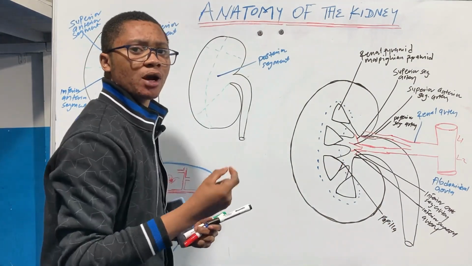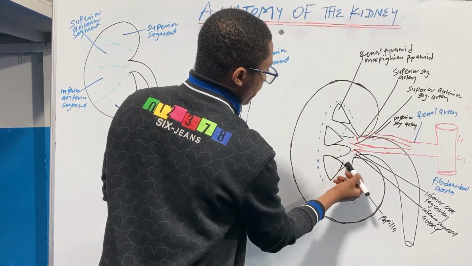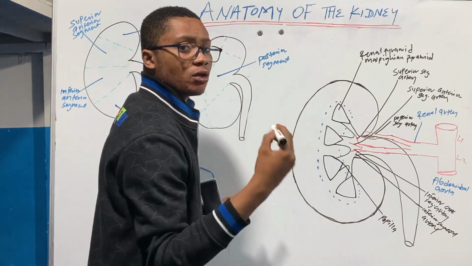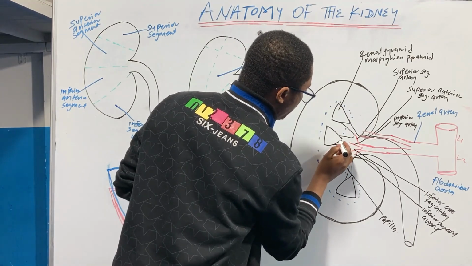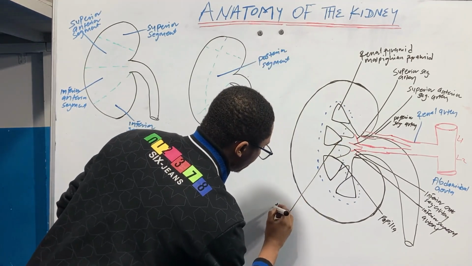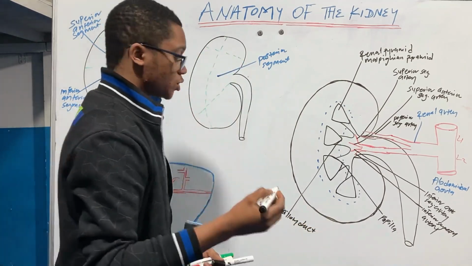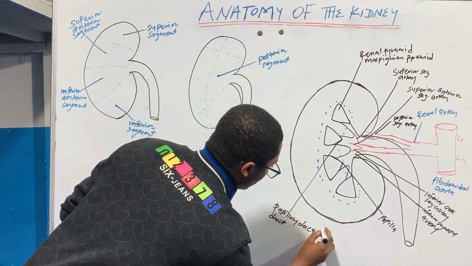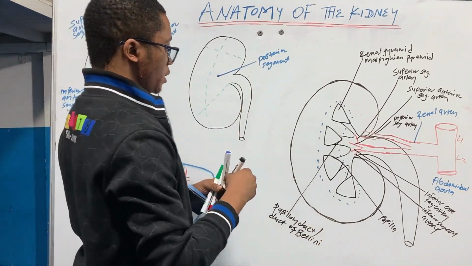The papilla of the renal pyramid has an opening which opens into the minor calyx. So here is the minor calyx. These are the minor calyces. There's a little opening here in the apex. This opening is called the papillary duct. The papillary duct is also called the duct of Bellini.